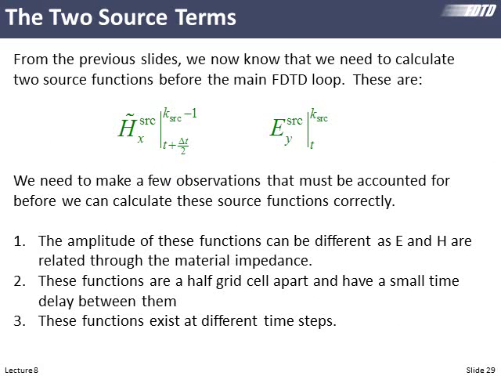But we didn't know the source terms. We know we need the E sub Y source term on the total field side, and we need the H sub X source term from the scattered field side. So we have to go back to Maxwell's equations to figure out how the amplitudes of these differ, and we need to consider the Yee grid because they're offset in time and position, and so we need to compensate for all of that when we calculate the source functions for both of those.